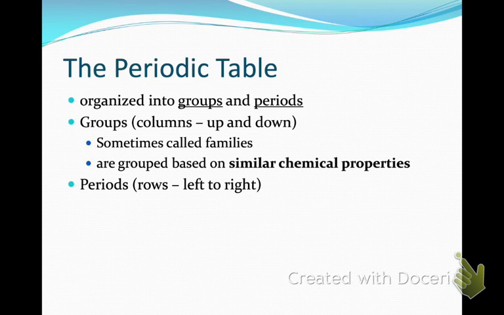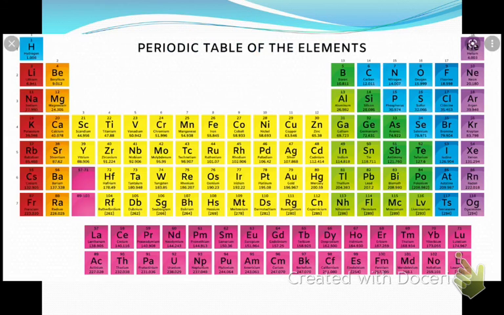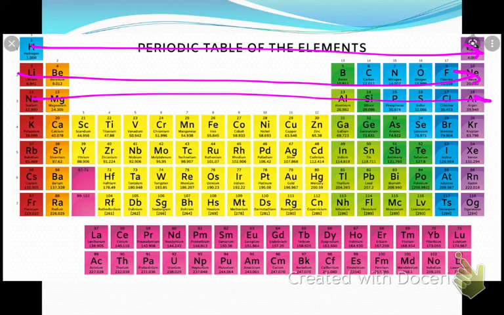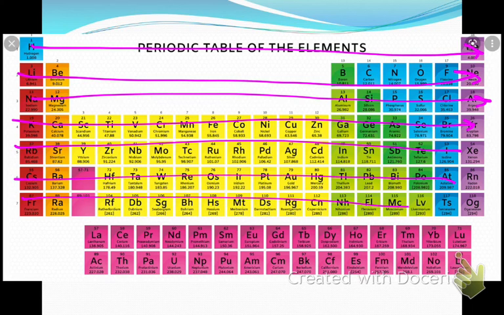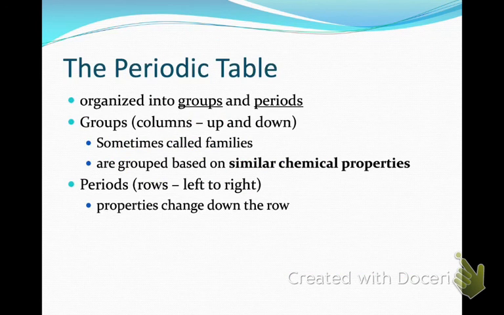Okay, the other way that the periodic table is organized is by something called periods, and periods are the rows. They go left to right. So if I pull up my periodic table here again, a period would go across. That would be period 1, period 2, period 3, period 4, right? 5, 6, and 7. Okay. Now, we don't really refer to the periodic table in terms of these periods very often, but we do need to know what they are.